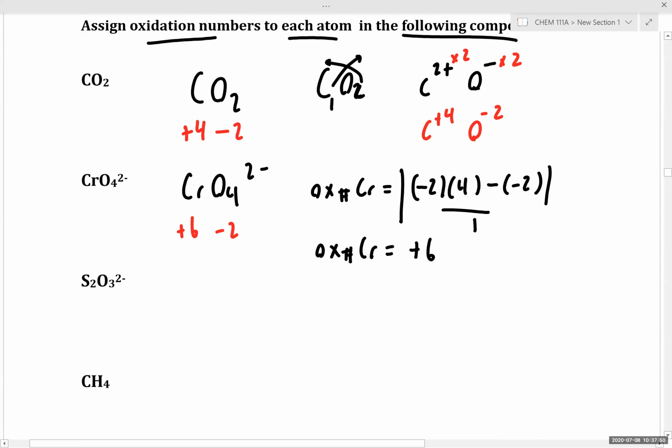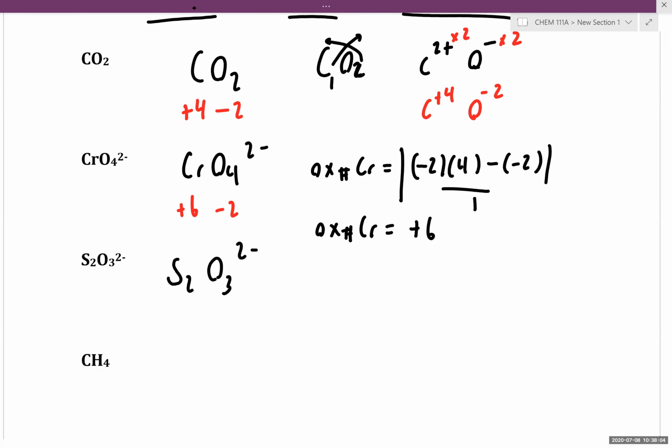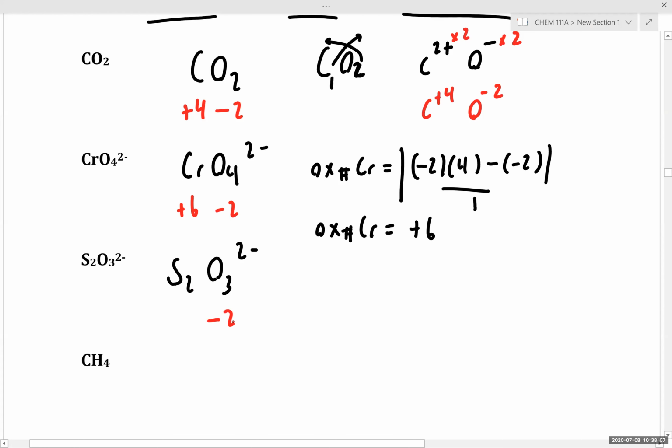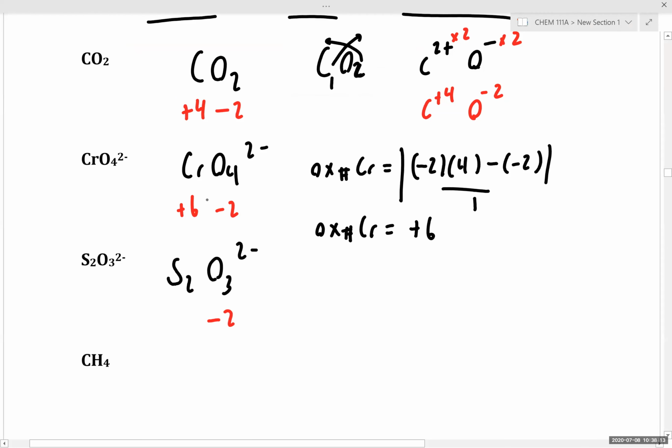So continuing on with this idea, looking at S2O3 2-, or thiosulfate, first and foremost, let's get the easy assignments out of the way. We know that oxygen overwhelmingly adopts a -2 oxidation number. Just to show the equation before we've rearranged it, the total charge, which is -2, is equal to the oxidation number of sulfur times 2 sulfur atoms plus the oxidation number of oxygen times 3 oxygen atoms.